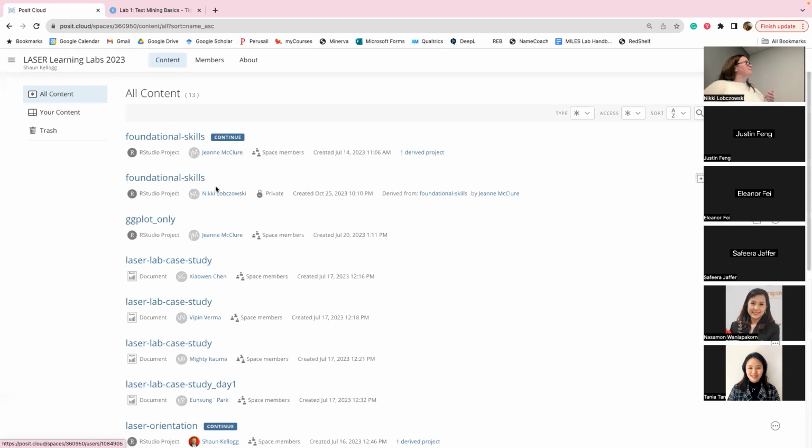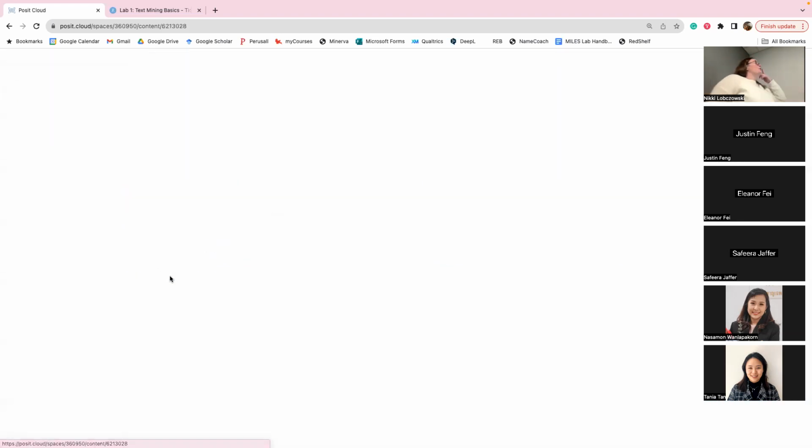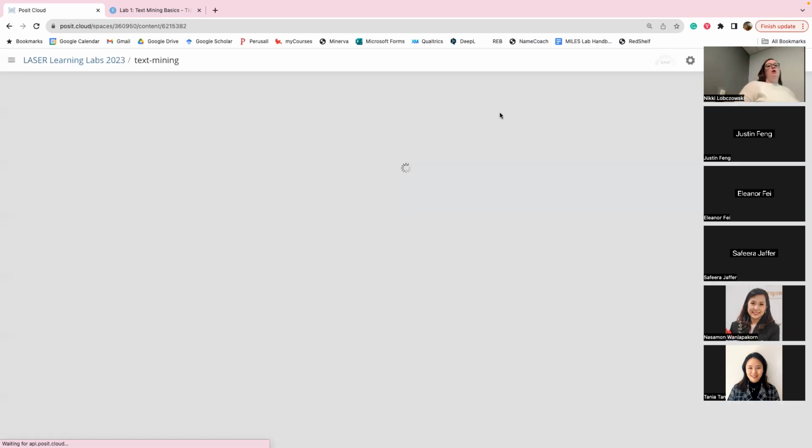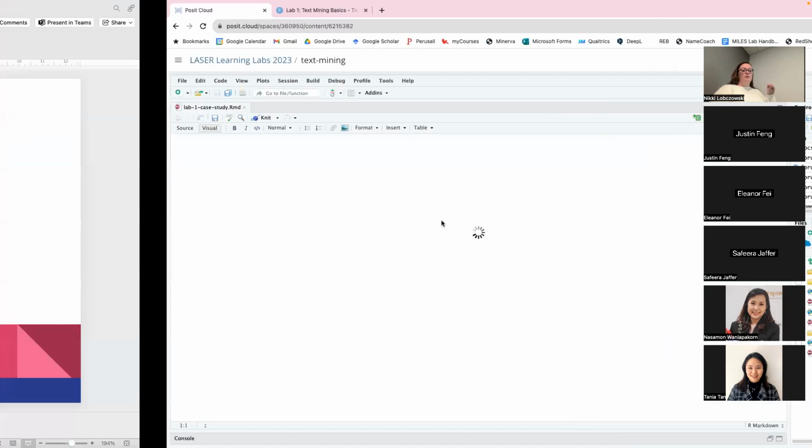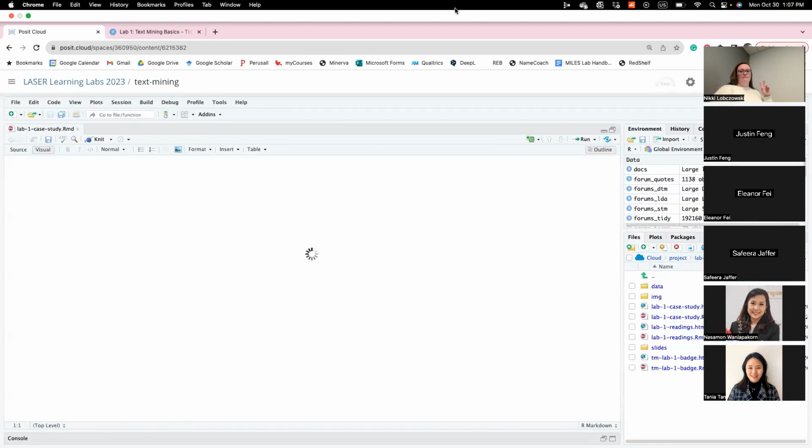This is the up-to-date one. So the Posit Cloud is a way it stores, but if you have RStudio or just R on your computer, that's more than okay.